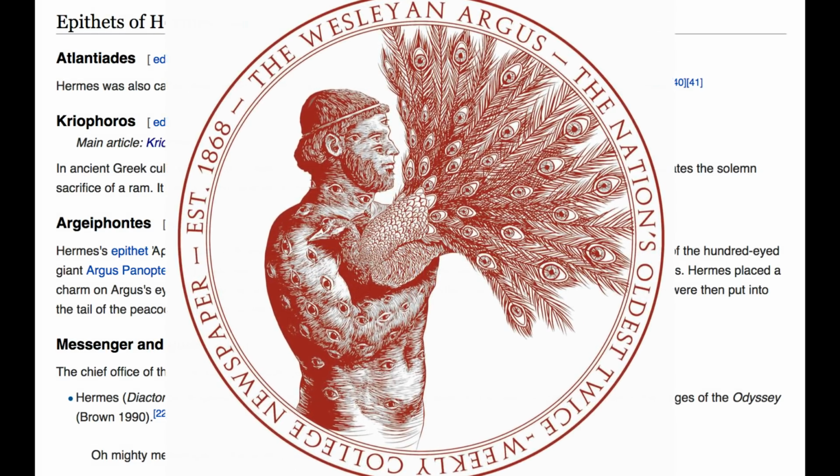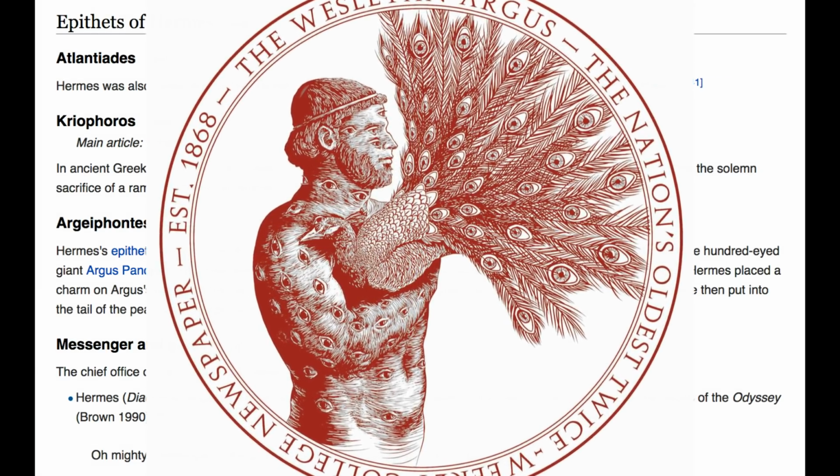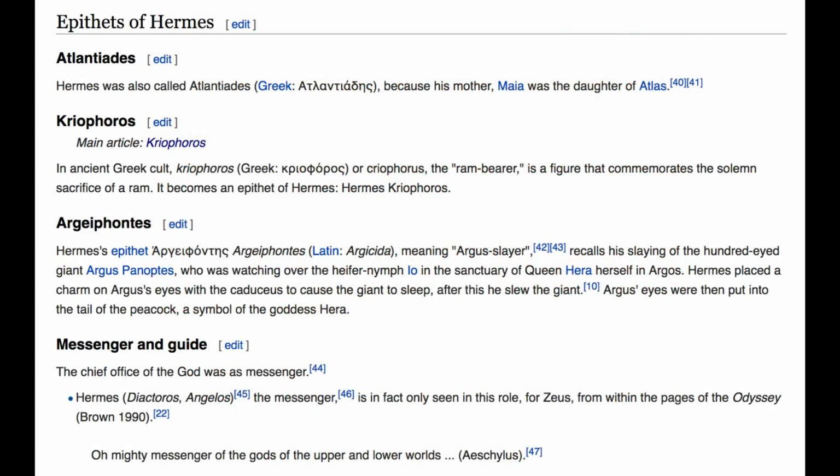Now, in reference to Argus, if we go back, we're just talking about Thoth, slash Hermes, or the different epithets. What was an epithet? A descriptive name for the same person, just another descriptive name for the same person. So an epithet of Thoth would be Argeiphontes.